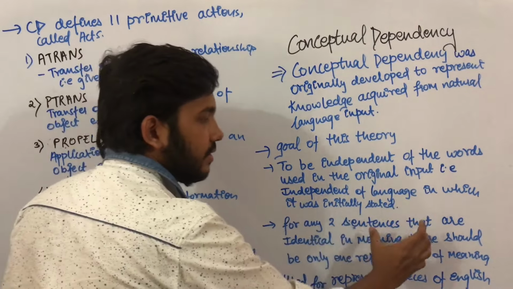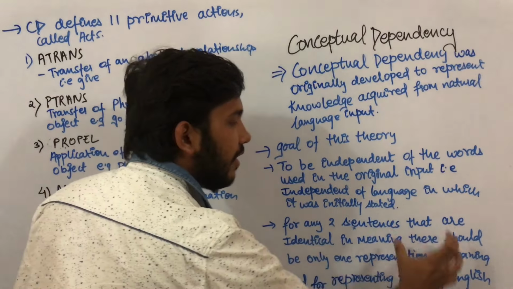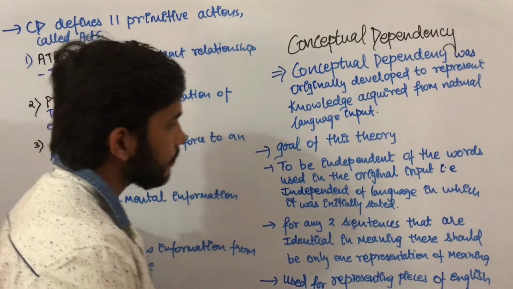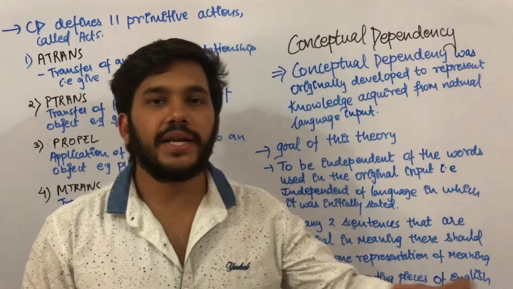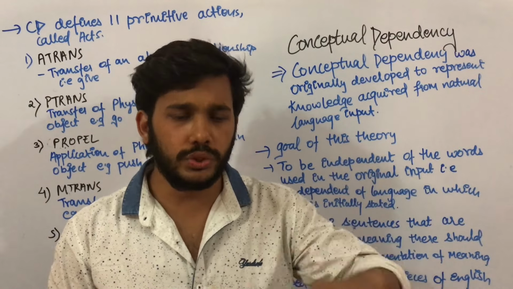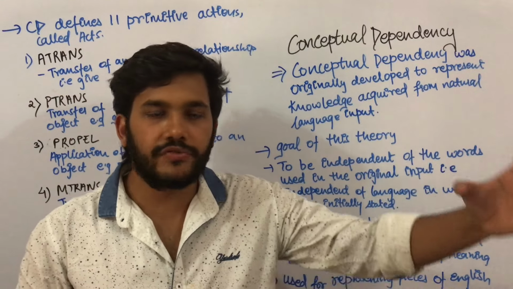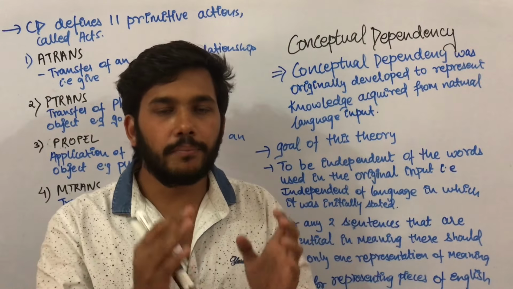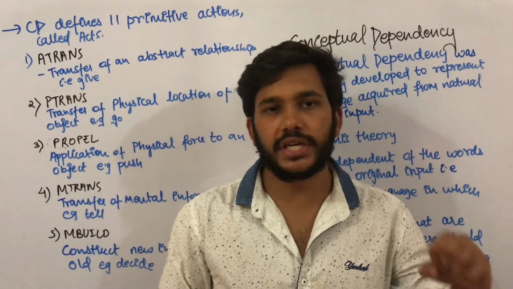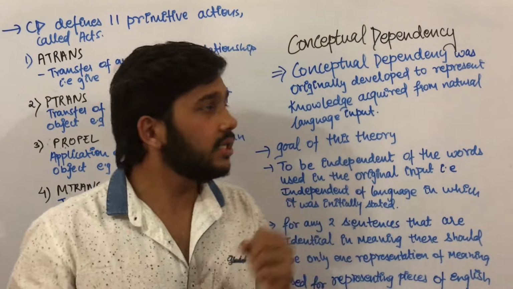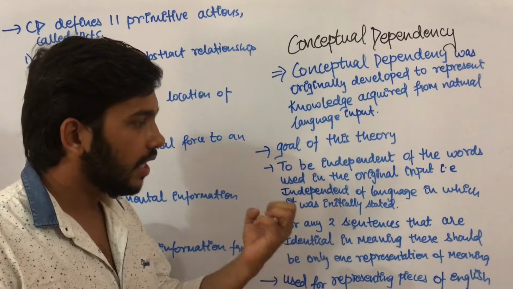For any two sentences that are identical in meaning, there should be only one representation of meaning. Suppose there are two statements, and we draw semantic networks for them, and we have drawn two different semantic networks for two different English statements, but both have the same meaning. So it will create confusion and a state of dilemma. But in conceptual dependency, we want to remove this type of dilemma.